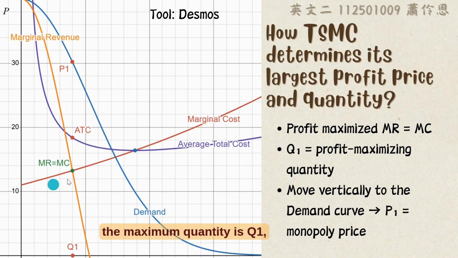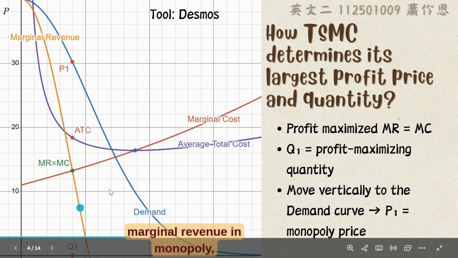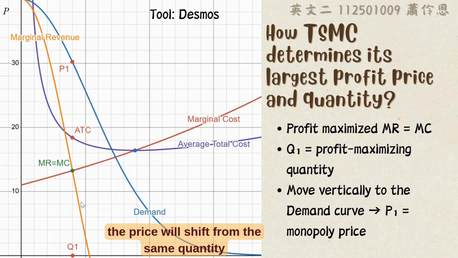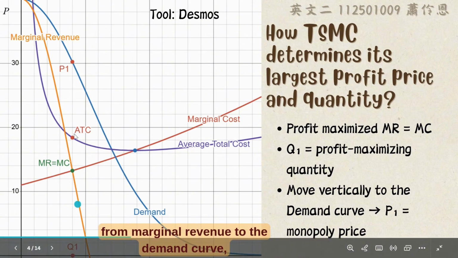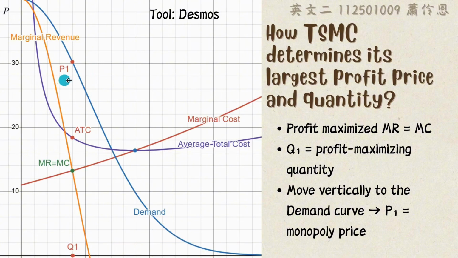Therefore, the profit maximizing quantity is Q1, but the price is not only decided by marginal revenue in a monopoly, but also depends on the consumer's willingness to pay. So the price shifts from marginal revenue at the same quantity up to the demand curve, where the profit maximizing price is P1 here.